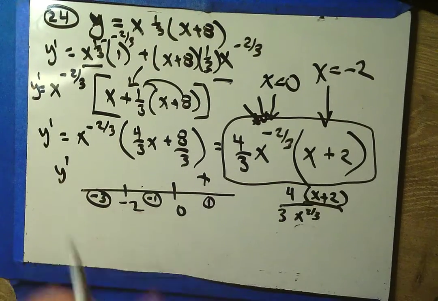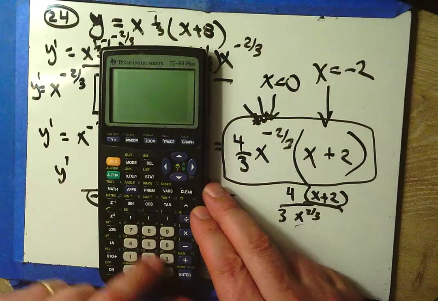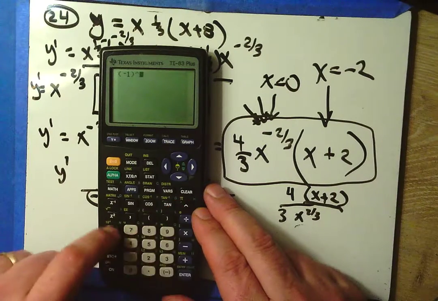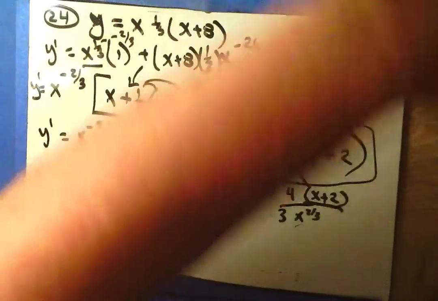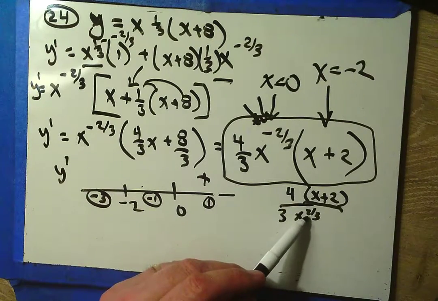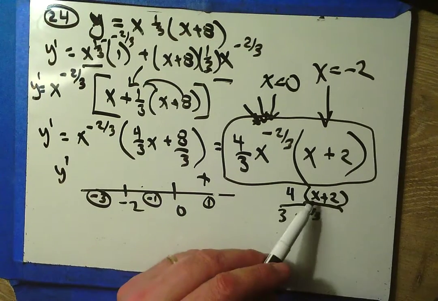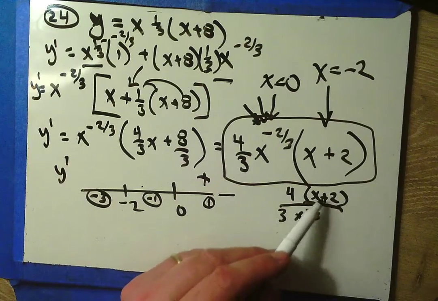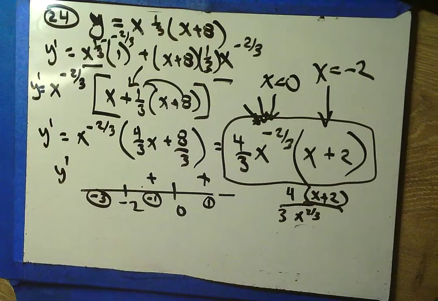If I plug in a -1, however, what's -1 to the 2/3 power? Well, let's confirm it, but I think it's +1. -1 raised to the 2/3 power. Yep, +1, because we're going to be squaring. Even though I could take the cube root of a negative number, that squaring is going to turn that negative into a positive. So I end up with a positive on the bottom, and on top, when I plug in a -1, -1 plus 2 is +1.